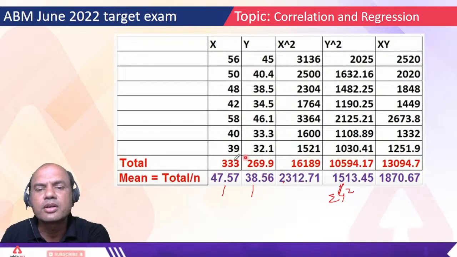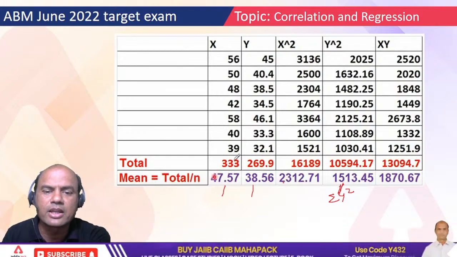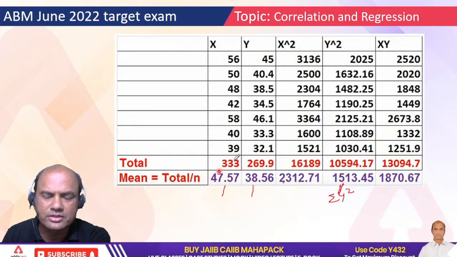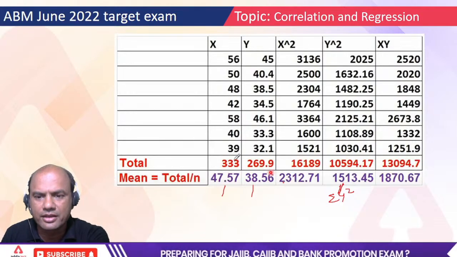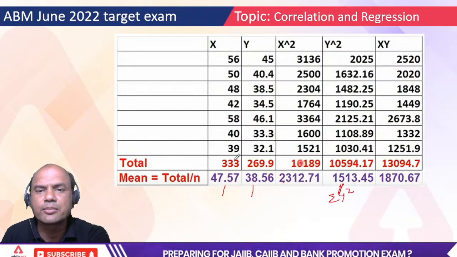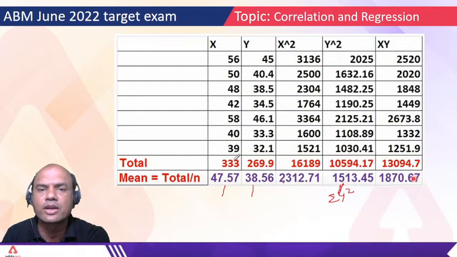So now I'll ask you one question. Total of x divided by n, what is that? This is called the mean of x. X bar we can call this. Similarly this can be called y bar, mean of y, right? This will be called summation x square upon n. Now why am I saying all these things? Because now look at the next slide.